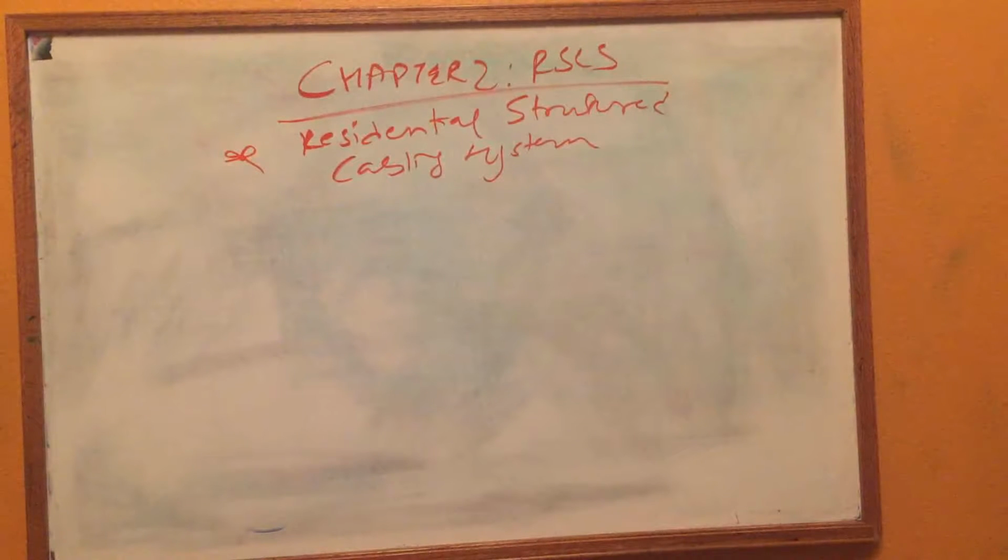Today we are going to cover chapter number 2 for the C7 California low voltage contractor certification exam. Chapter 2 is a more relevant chapter towards what we have been talking about, or will be talking about in the upcoming chapters. The chapter itself is named very correctly as Residential Structured Cabling System, which is RFCS.